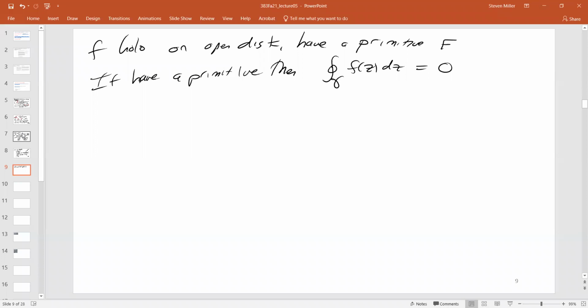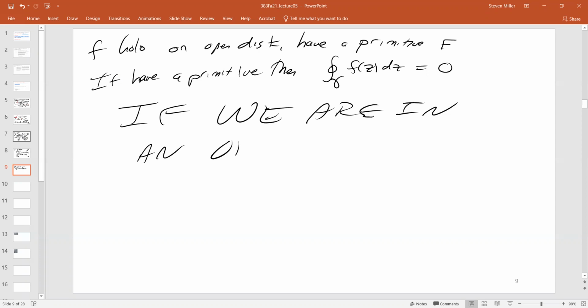You have to be very careful right now about what we're using. It has to be in an open disk. We just proved that if your function is holomorphic on an open disk, then you have a primitive. And we know earlier that if you have a primitive, then your integral along a closed curve is 0.